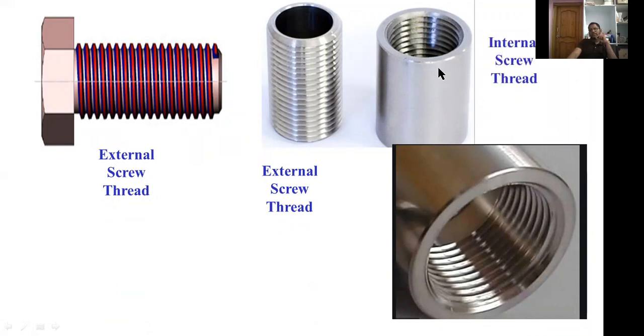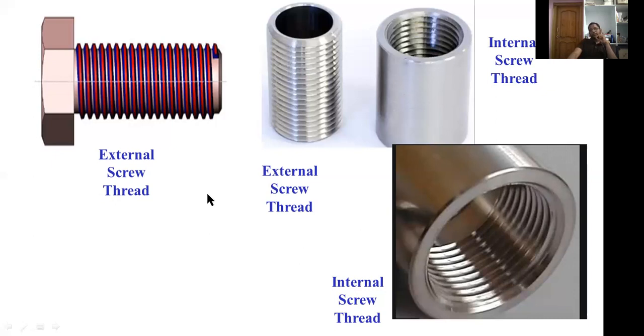Now this one has internal threads on a shaft. This one is also an example of internal threads. What is the main difference between external threads and internal threads? In external screw threads, the threads appear on the outside of the shaft. Here also the threads appear on the shaft, but in internal screw threads, the threads are not visible from outside.